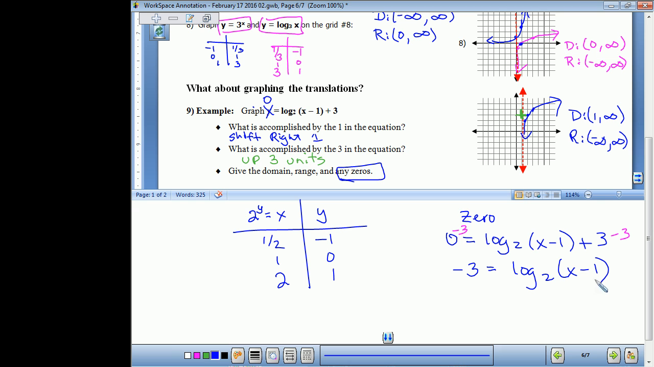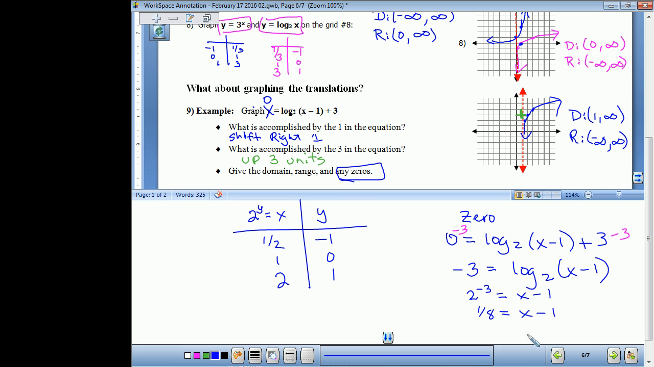And here's my trick. Whenever I'm in one form and I've done everything I can do, I switch forms. So let's go from logarithmic to exponential and see if that helps us. So in exponential, what would it look like? 2 to the -3 equals x minus 1. Oh, that did help. Because 2 to the -3 is just 1/8, right? Reciprocal, 2 to the 3rd, 8.